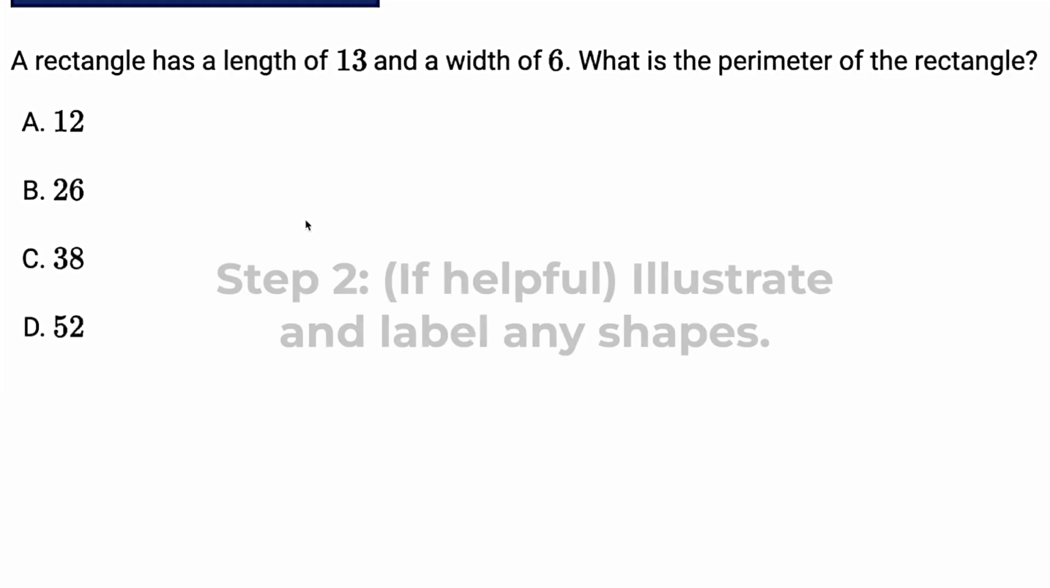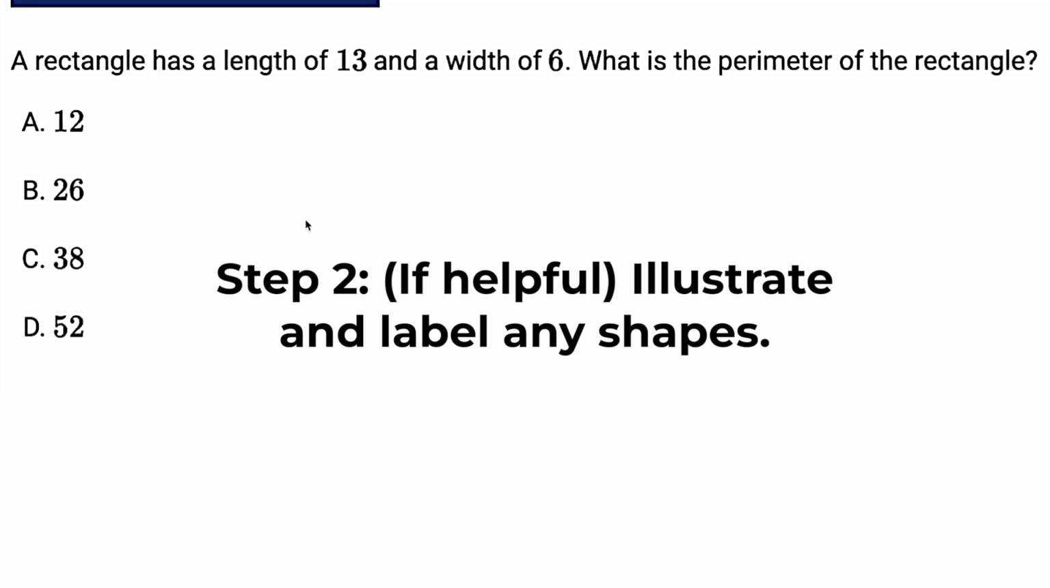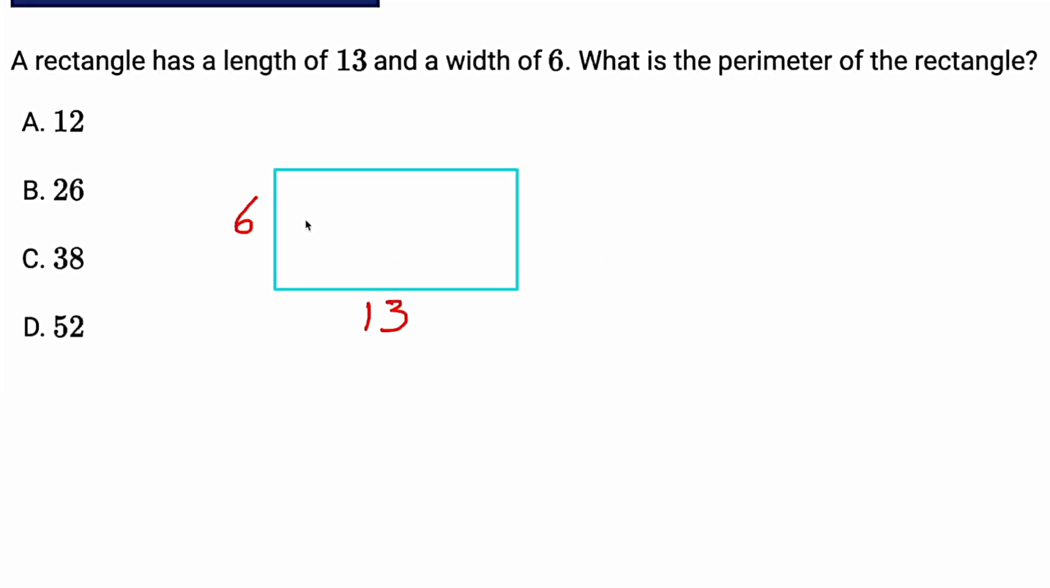So we could move on to step 2, which is to illustrate. You're going to want to illustrate any shapes involved and label them. So here we've got this rectangle. It says that we've got a length of 13 and a width of 6, so I've labeled that as well. And we just need to remember that these are doubled. So the right side is also going to be 6. The top is also going to be 13.